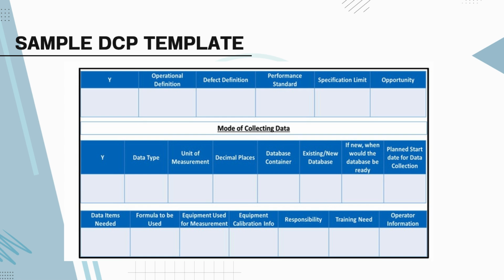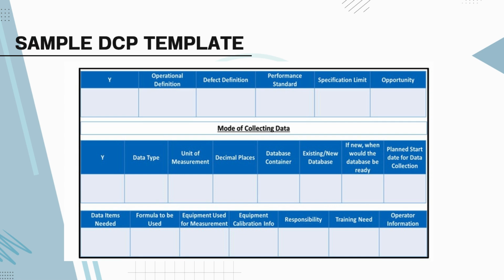Defect definition. Clearly states what constitutes a defect for the Y metric. This removes confusion when tagging outcomes as acceptable or defective. Performance standard defines the minimum acceptable level of performance, e.g., greater than or equal to 95% accuracy. Specification limits, the acceptable range, upper and lower limits, that determines satisfaction versus disappointment.